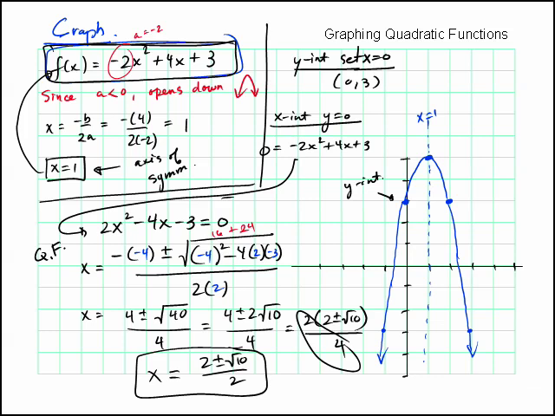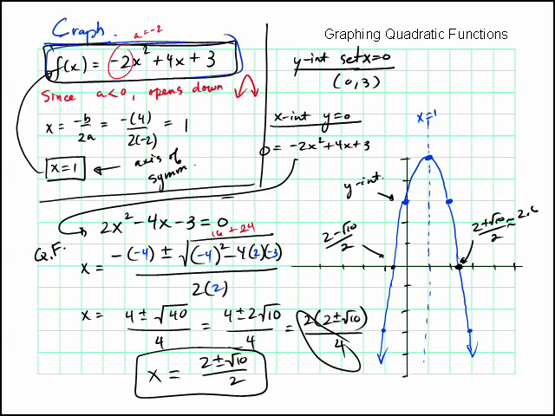Both of them are x-intercepts. If I use the plus sign, this x-intercept right here is at 2 plus the square root of 10 all over 2. And this one right here is at 2 minus the square root of 10 divided by 2. Now, just to verify that these are actually at least somewhat correct in the right place, if I type 2 plus the square root of 10 divided by 2 into my calculator, this value right here is approximately 2.6. So I'm at least somewhat in the right spot here.